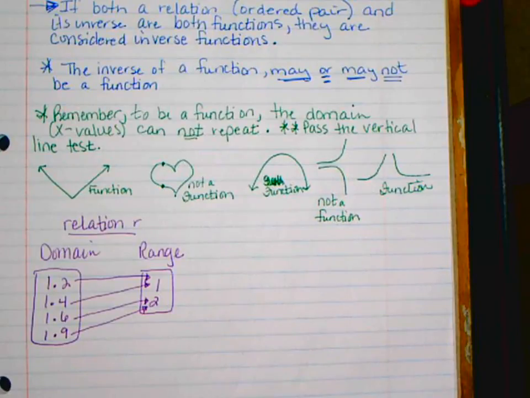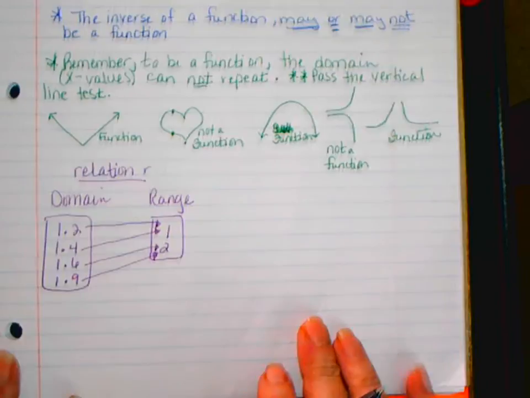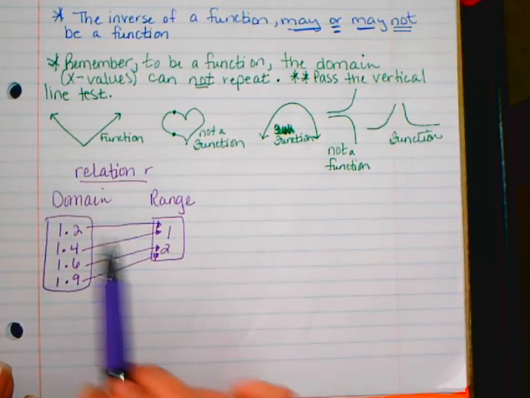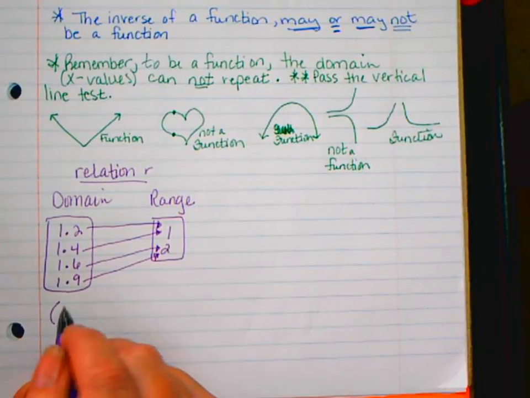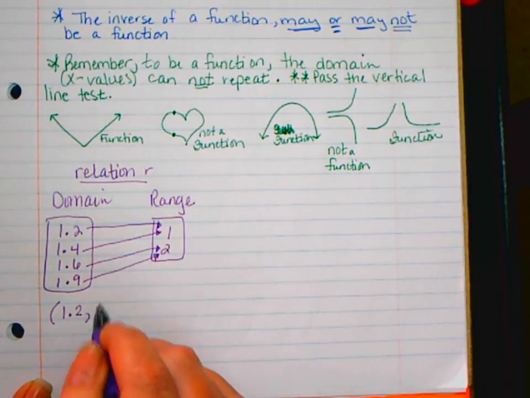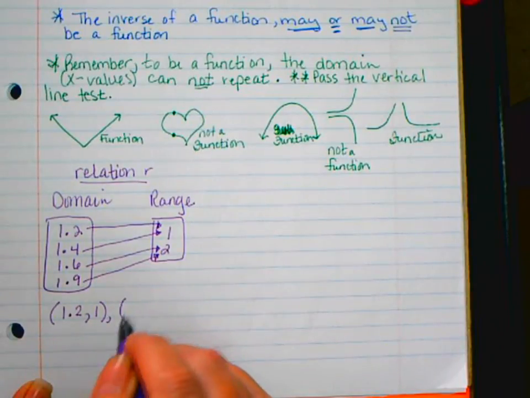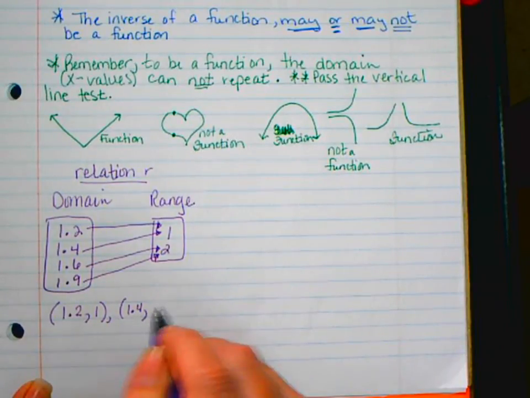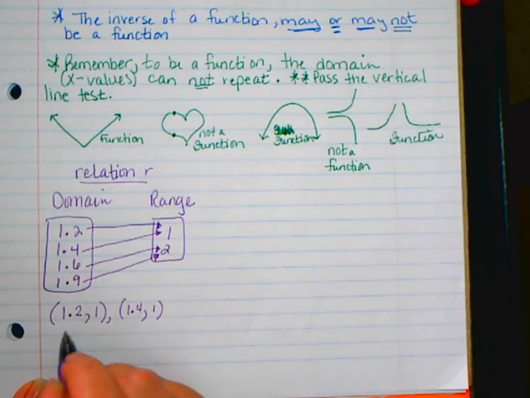Y'all remember seeing these mapping diagrams? No, never? Okay, domain means what? Your x values. Range means what? Yeah, we were making graphs. So if I asked for the ordered pair that had the x value of 1.2, what do you think its y value would be? 1. What about 1.4? 1. What about 1.6? So that's not a function then?